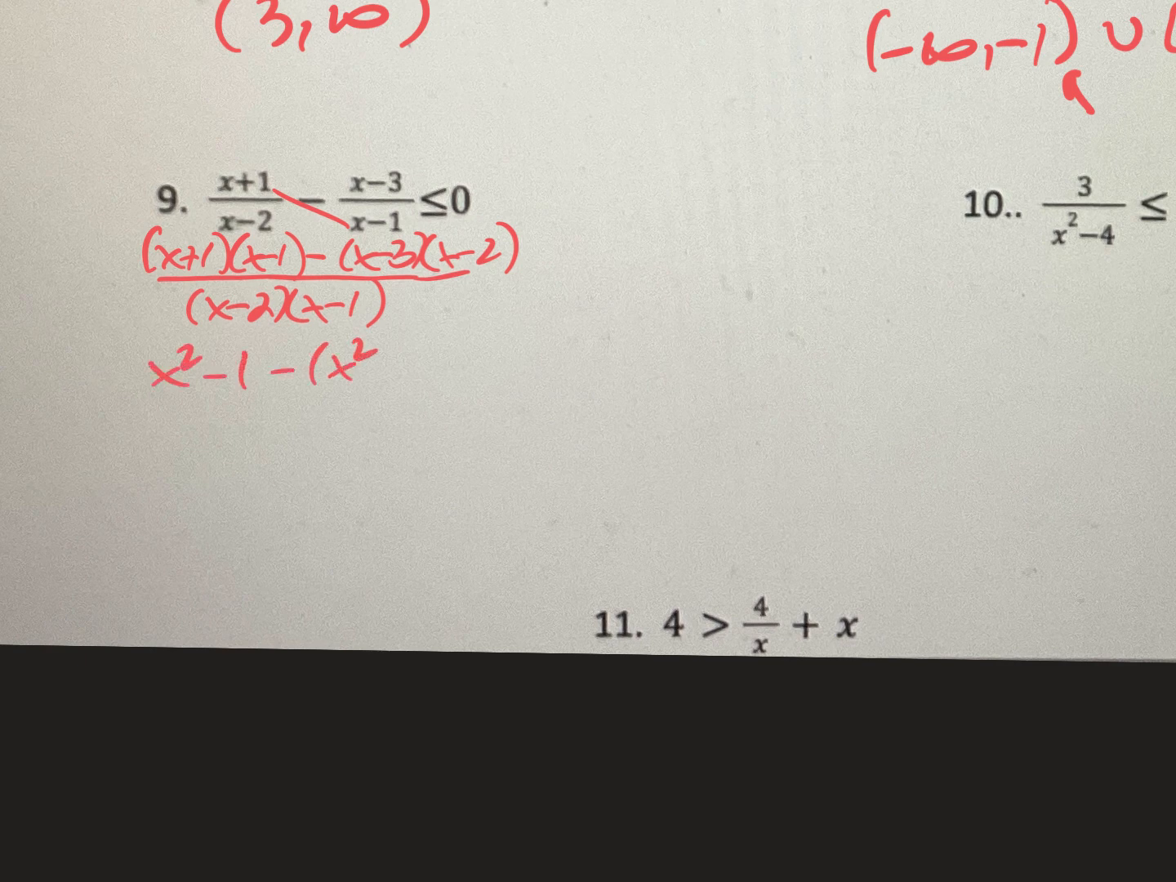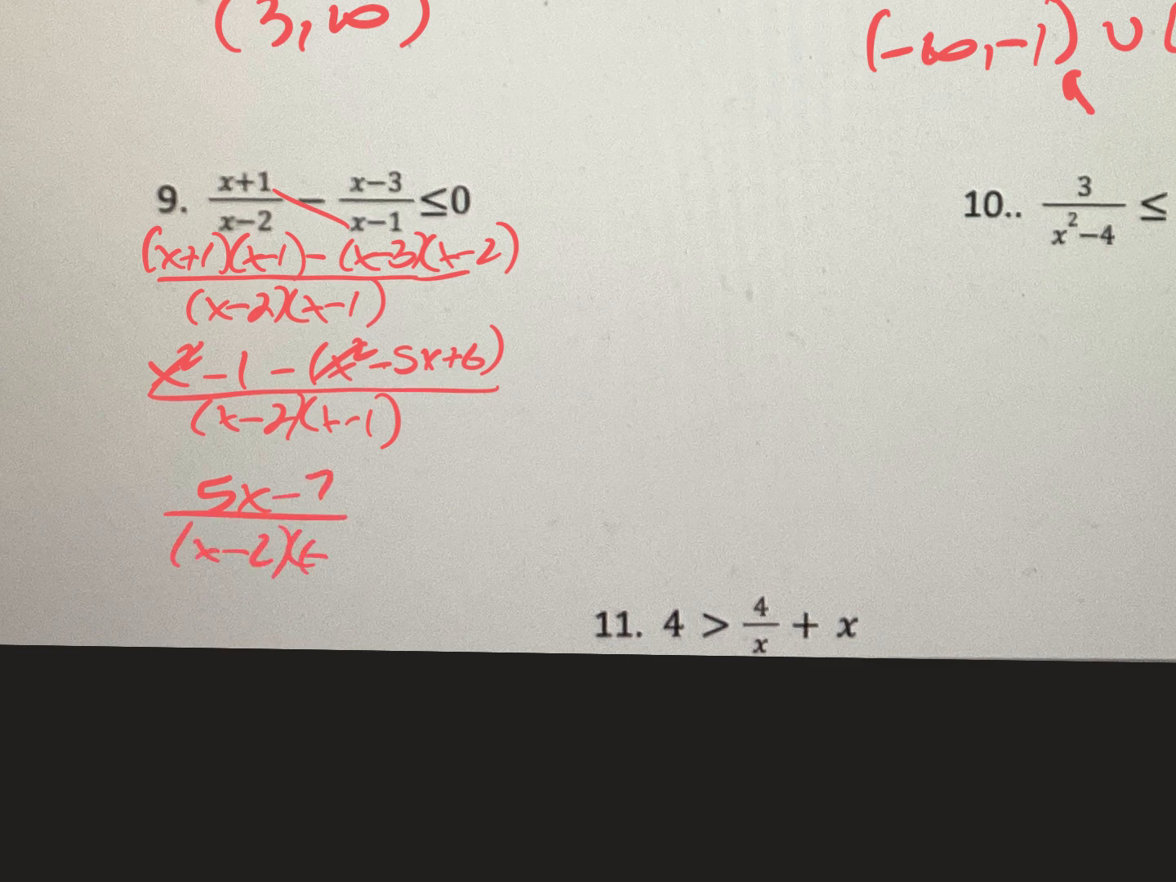Minus, if I do FOIL, I'm keeping that parentheses, remember, just so that I can remember that minus sign covers everything. So what's going to happen here is my x squareds cancel. A negative 5x is just 5x. And I have -1 minus 6, which is -7, over x minus 2, x minus 1. All right, so I can draw my sign graph now.